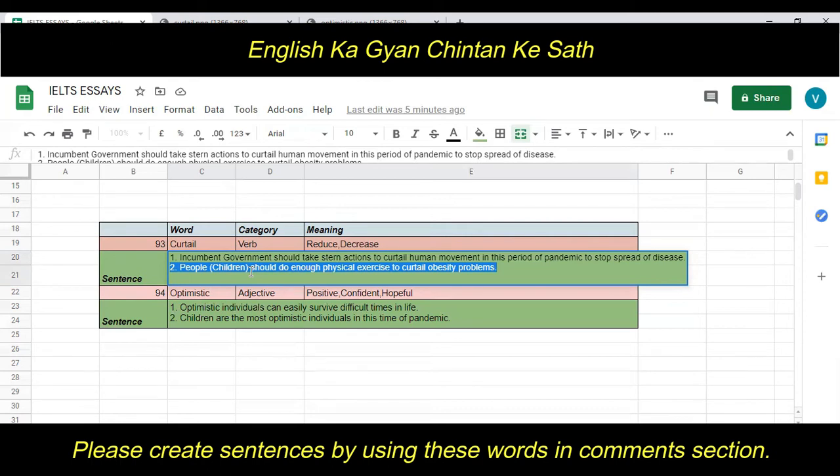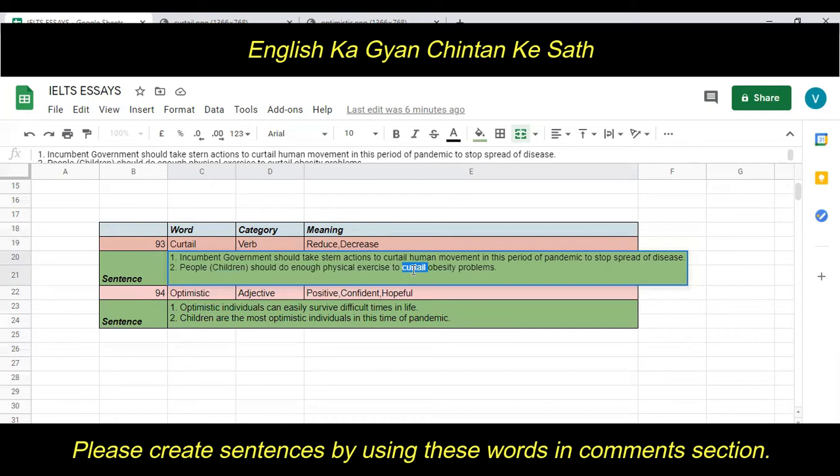The sentence is something like this: People should do enough physical exercise to curtail obesity problem. Obesity means motapa, right? Obesity means the problem of fat in the body. So people should do enough exercise to reduce obesity problems, to decrease obesity problems, or to reduce fat problems. So instead of using reduce and decrease, I have utilized the word curtail because it has the same meaning, and you can replace decrease or reduce by using the word curtail, right?